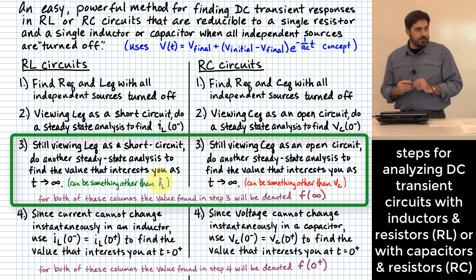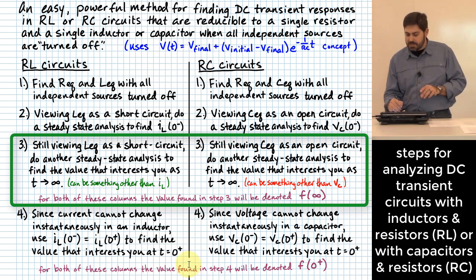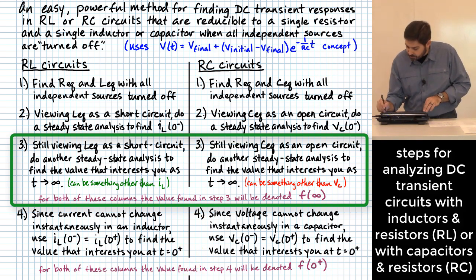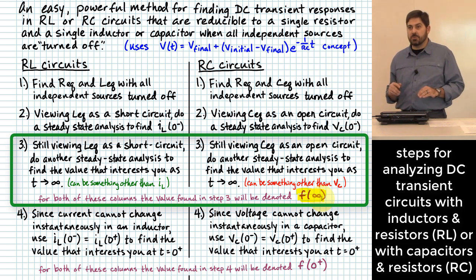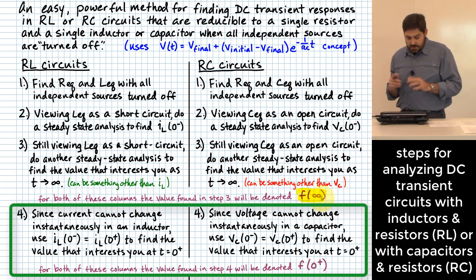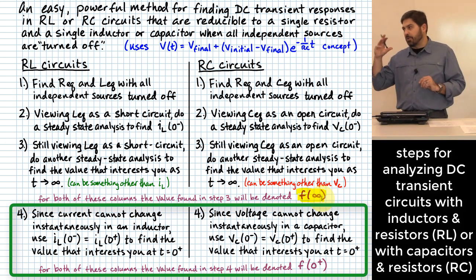Okay, you with me so far? Once we find that in the context of setting up this list right here, I'm going to generally call that thing that you're finding F at infinity. I'm using F there because it could be voltage, it could be current. It's some function of time. That makes sense?